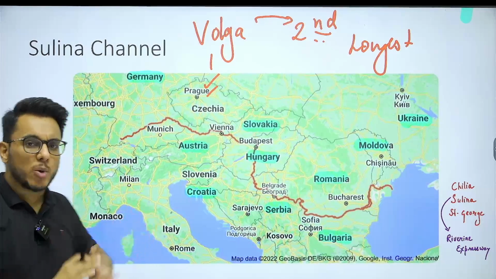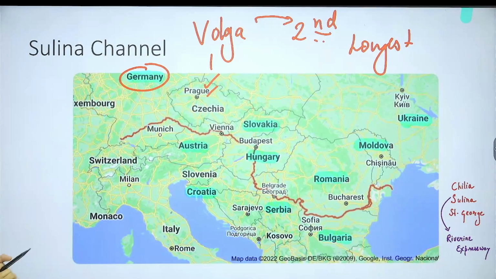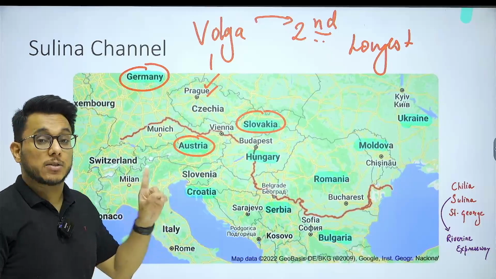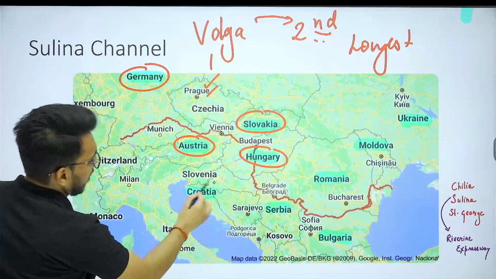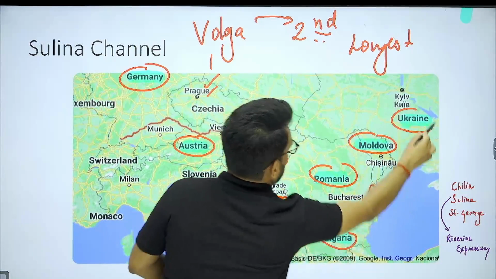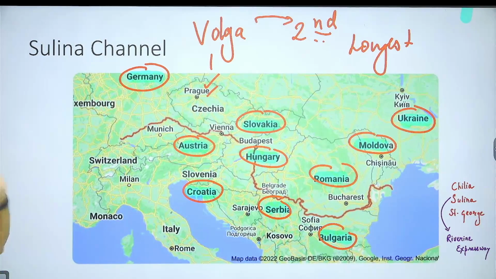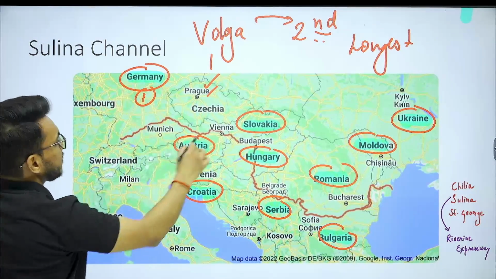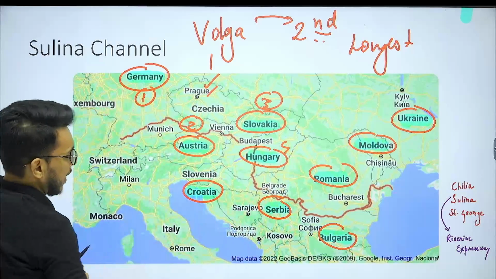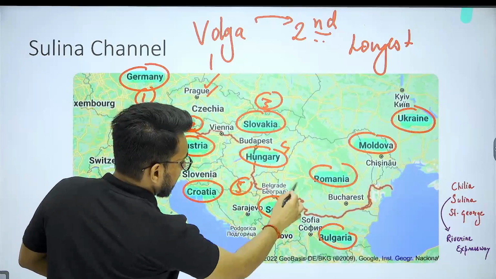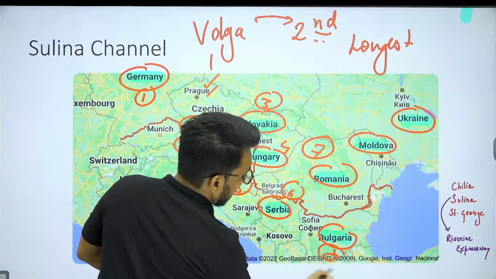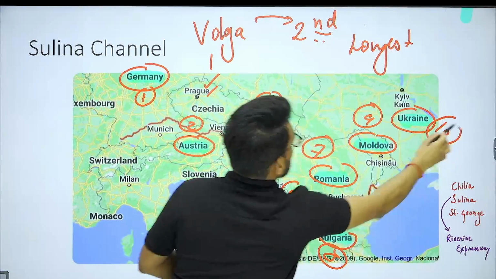Now first of all, let's see the course of the Danube River. The Danube River originates in Germany. Then from Germany it goes to Austria, then Slovakia. Keep in mind, not Slovenia, Slovakia. Then Hungary, Croatia, Serbia, Romania, Bulgaria, Moldova, Ukraine. So these are the countries through which the Danube River passes. Again, number one is Germany, number two is Austria, number three is Slovakia, number four is Hungary, number five is Croatia, number six is Serbia, number seven is Romania, number eight is Bulgaria, number nine is Moldova, and number ten is Ukraine. I hope we have not missed anything.